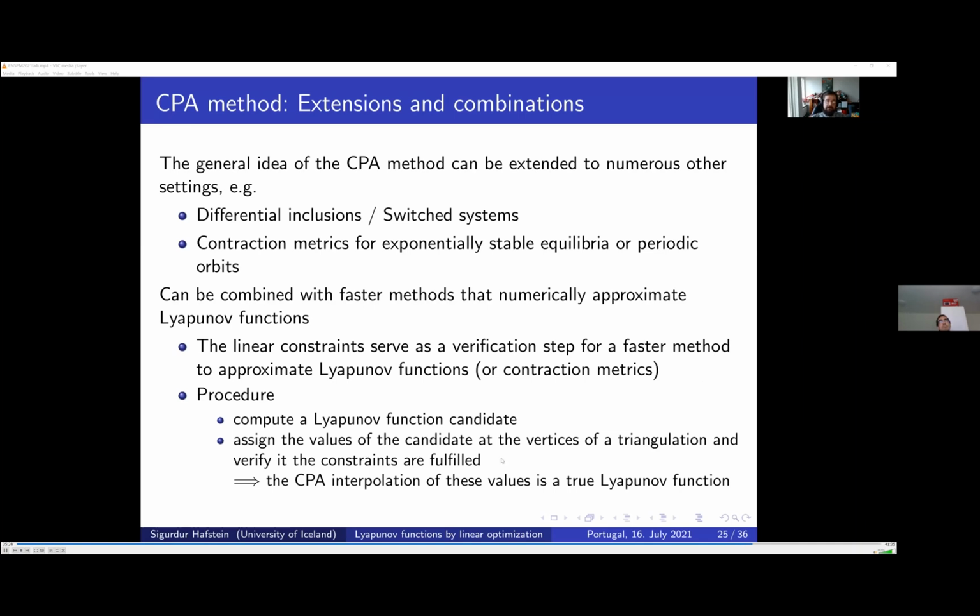And then we can verify if the CPA interpolation of these values is a Lyapunov function. And if the conditions are fulfilled, this is a true Lyapunov function. Another nice part about this procedure is that if it fails, we actually see where it fails. If we are solving the linear optimization problem, it only tells us we have an optimal solution, or it tells us there is no solution. But it doesn't really tell us why there is no optimal solution. It doesn't tell us where the problems are.